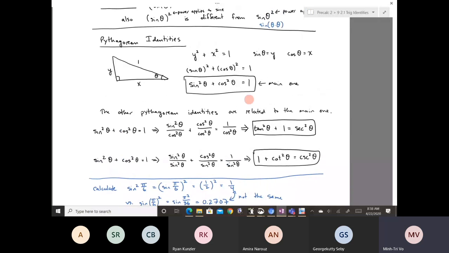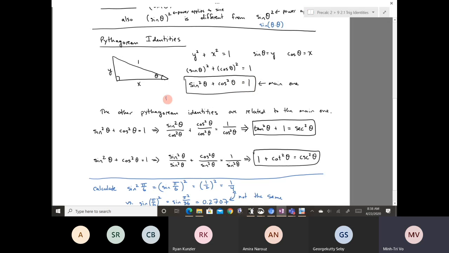Okay, so that's the Pythagorean identity, and what the Pythagorean identity essentially is saying is that no matter what angle theta you take, if you plug it into this formula, it will always calculate to be 1, right?